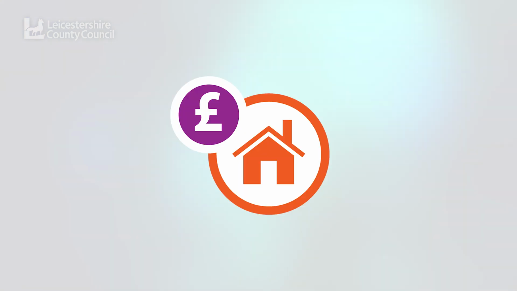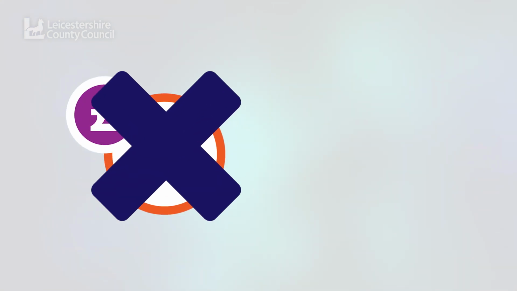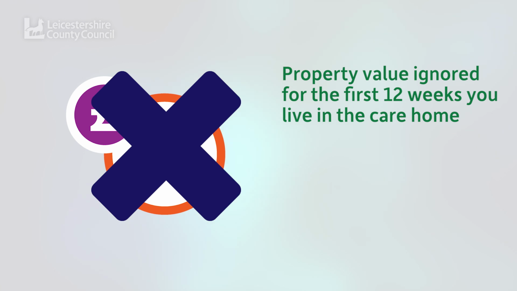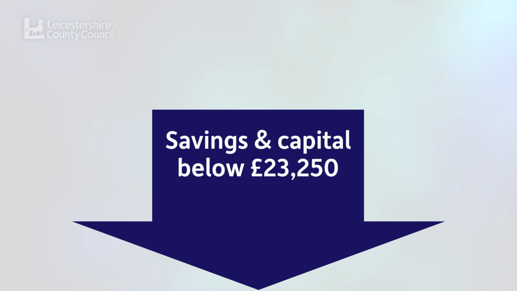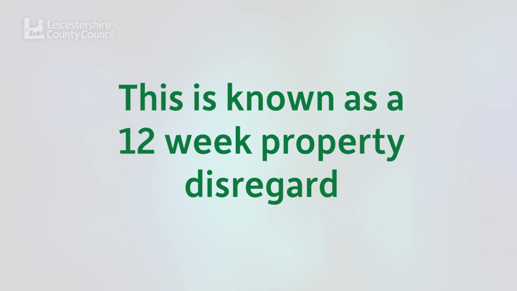If none of the above apply, the value of your property is ignored for the first 12 weeks that you live in the care home, or for the 12 weeks following the end of your NHS funding after a hospital discharge if you lived there before moving into the care home, and your other savings and capital are under £23,250. This is known as a 12-week property disregard and is there to give you time to plan how you will fund your long-term care.